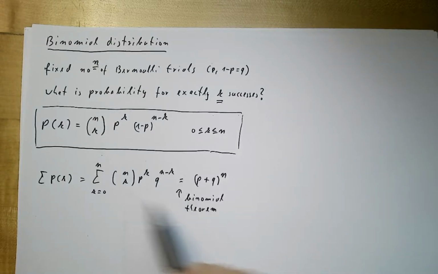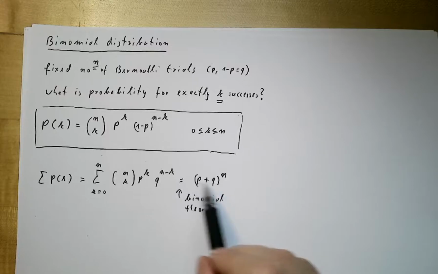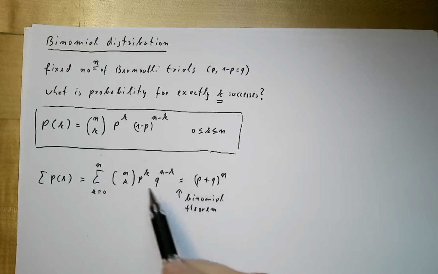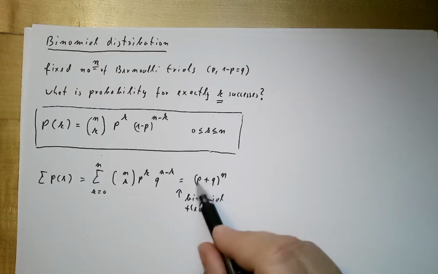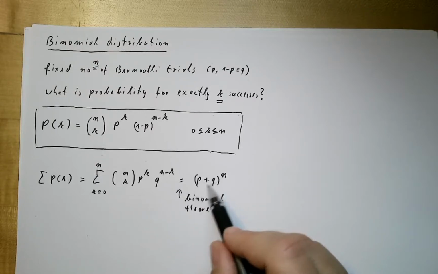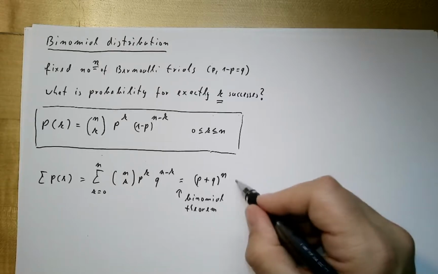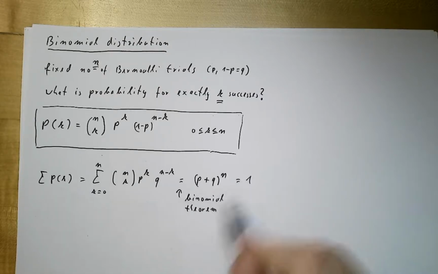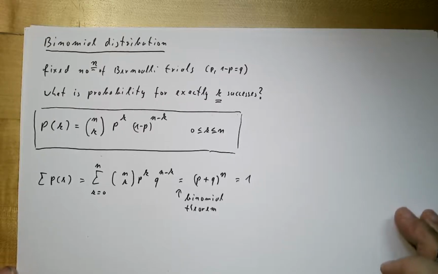Or if you don't know this, if you just work out this product, you write this n times and factor everything out, and you see all the powers of p and q, then you see all these terms appear with n over k times. Okay, p plus q, this is p plus 1 minus p, this is 1. So we see this is really normalized, the sum of all this. So it's really a probability distribution.